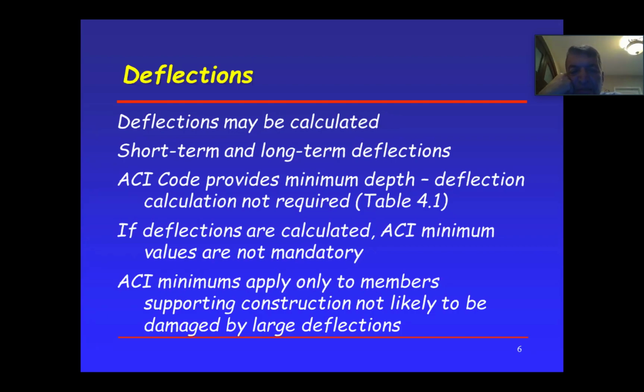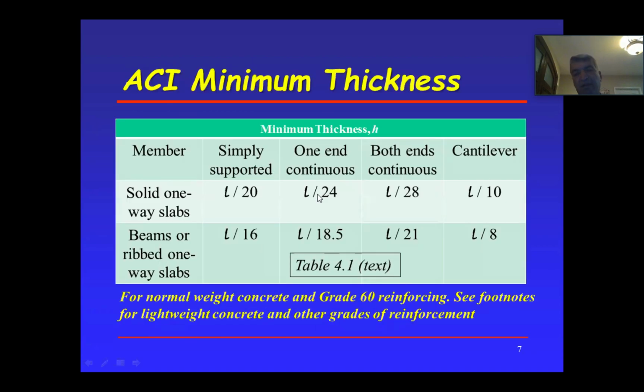ACI code provides minimum depth so that deflection calculations are not required. Okay, ACI provides minimum depth, period. Deflection calculation is not required. That's that table I gave you. So if you use the minimum depth that the table tells you, you don't need to worry about deflection. There's the table. Remember I gave you that.